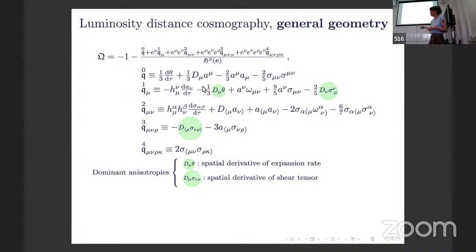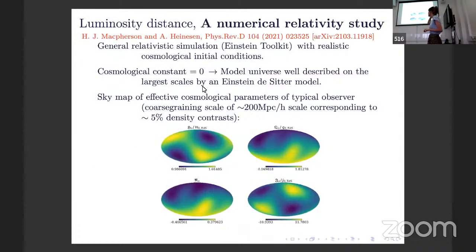And this is, of course, something that we might be interested in analyzing, whether we can actually see such signatures in our own universe, in our cosmological datasets. But we might also, as a first analysis, look at this in the simulations. So this I've been doing together with Haley McPherson, where we looked at observers in realistic cosmological simulations with the Einstein Toolkit simulations with cosmological initial conditions.